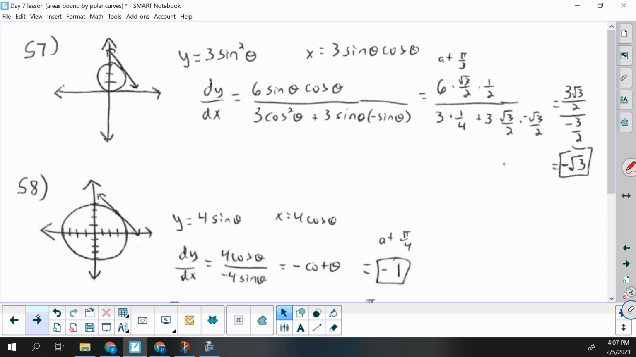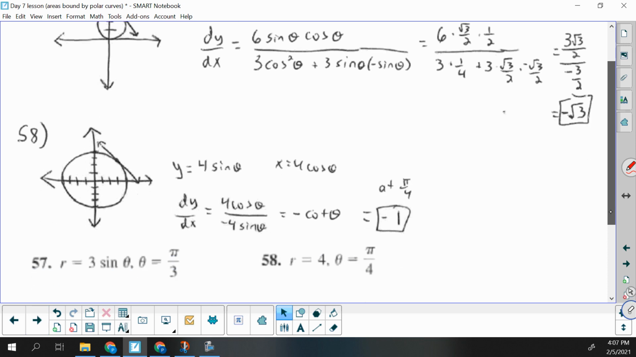And then we're doing it at pi over 3, which is 60 degrees. So you're using your 30, 60, 90 triangle. Sine of that is square root of 3 over 2. Cos is a half. When we fill each of those in, we can do a keep change flip at the end, and we should get negative radical 3.